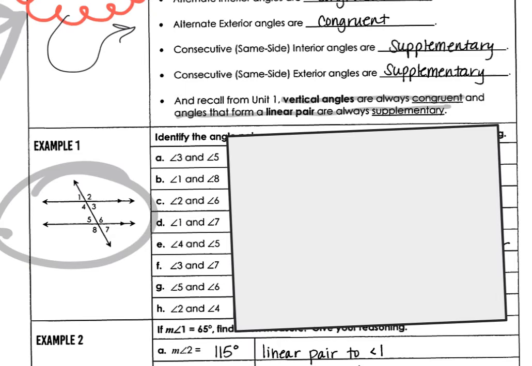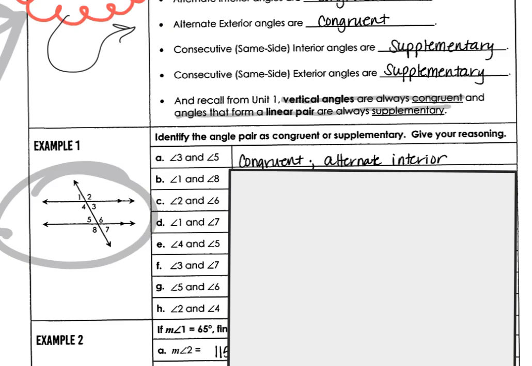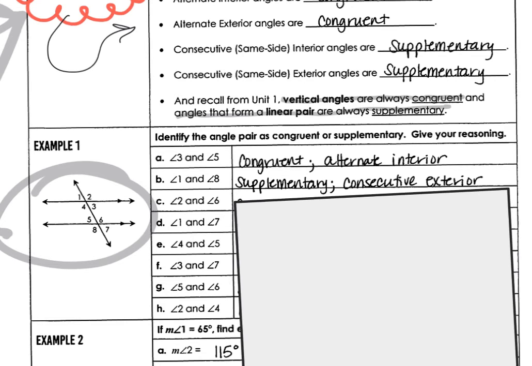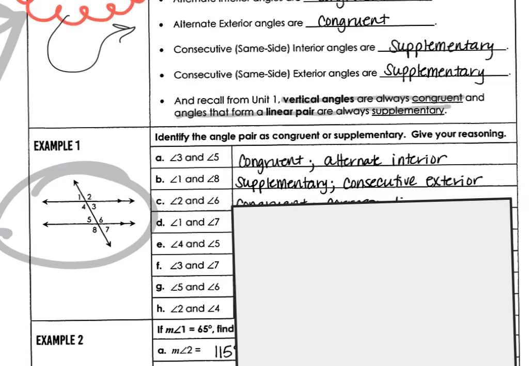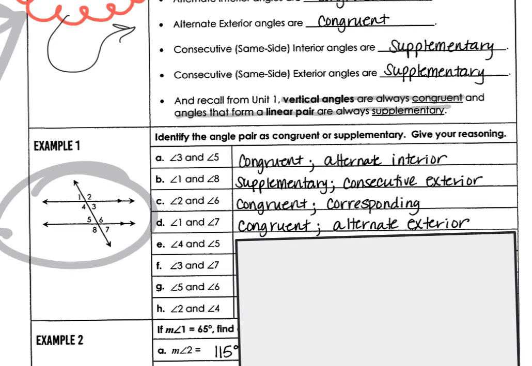Okay, so 3 and 5. Those are alternate interior, and they're congruent. 1 and 8, those are consecutive, same side, and exterior. They're supplementary. 2 and 6, those are corresponding, right? Same position, and they're congruent. 1 and 7, what are they? They are alternate and exterior, so they're also congruent.